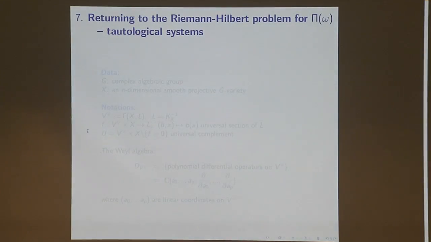OK, so let me now return to the Riemann-Hilbert problem for the period sheaf. I want to introduce an idea which partially solves the Riemann-Hilbert problem. So let me start with some notation. I start with a complex algebraic group G, and X is an n-dimensional smooth projective G-variety over the complex numbers.